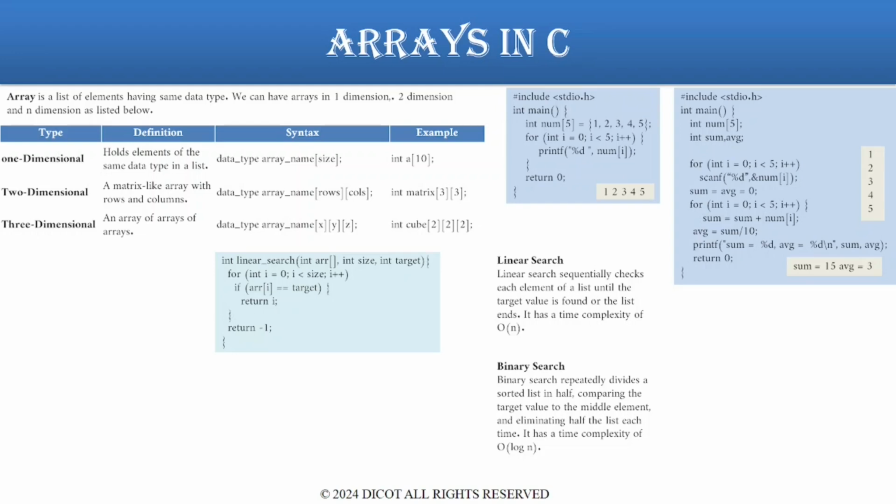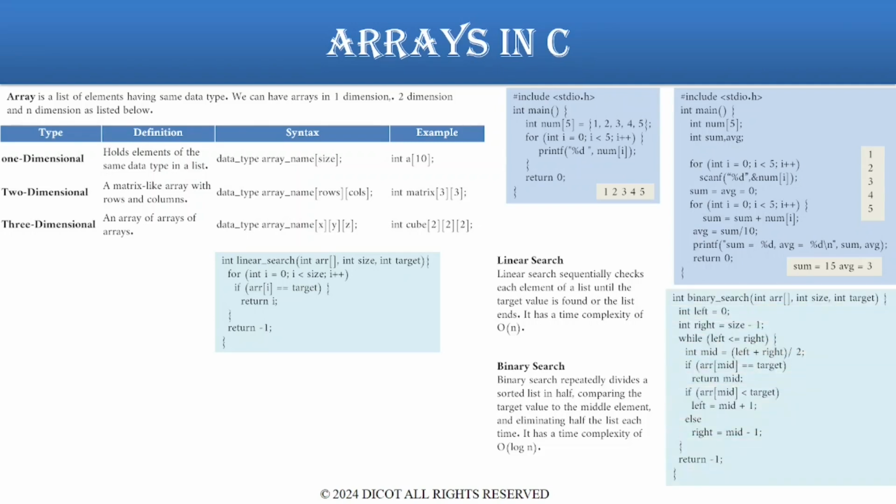Now let's see binary search. What is binary search? Binary search repeatedly divides a sorted list into two halves, comparing the target value to the middle element and eliminating half the list each time. It has a complexity of order of log n. In binary search, we divide the array into two parts and check whether our element is present in the left half or the right half. And on that basis, we either continue searching in the left part or the right. Initially, the left points to the first element and the right points to the last element of the array.